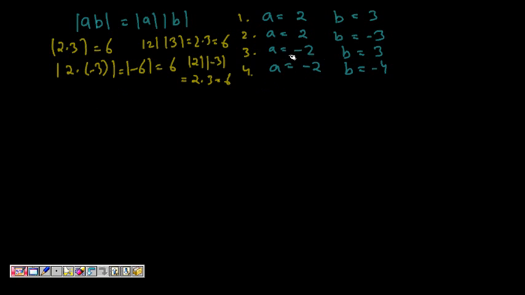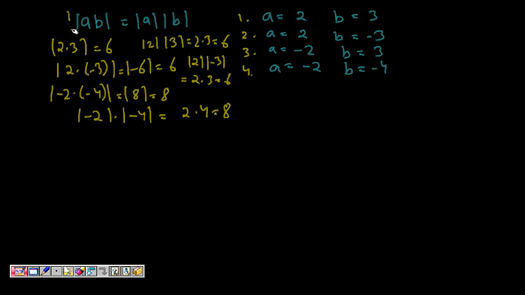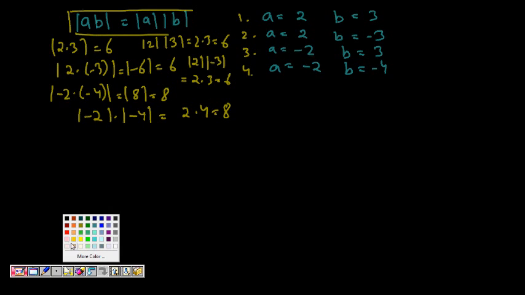Similarly you can check for the other two, and let's check the last one. Minus 2 into minus 4 is equal to, 2 4s are 8, so this is mod of 8, which is 8, and mod of minus 2 into mod of minus 4 is 2 into 4, which is 8. So we see that this holds true. Now let's see one more interesting property.